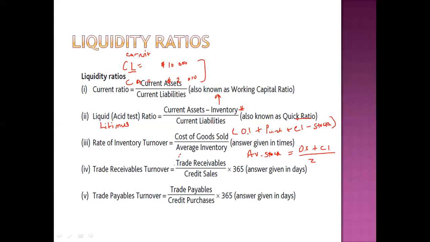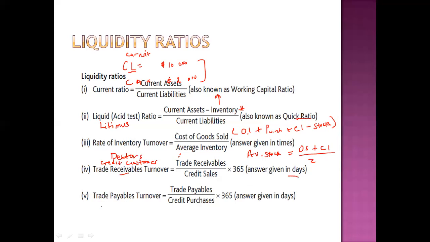Then let's move on to trade receivables. And remember, these receivables are our debtors. We used to call them our debtors. What are debtors? These are credit customers. Those who buy goods from us on credit, we call them debtors and they are now called receivables. So receivable turnover is the trade receivables over credit sales times 365. The answer is always given in days.